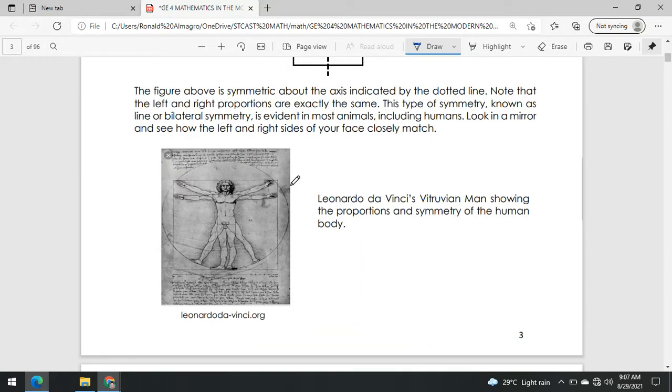We also have the example of Leonardo da Vinci's Vitruvian Man, showing the proportion and symmetry of the human body.